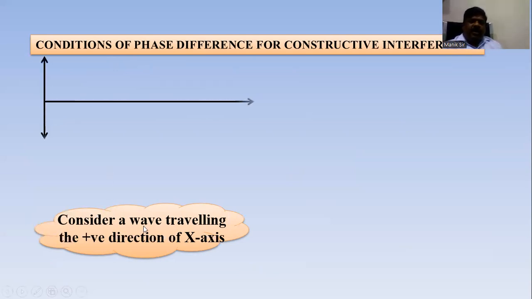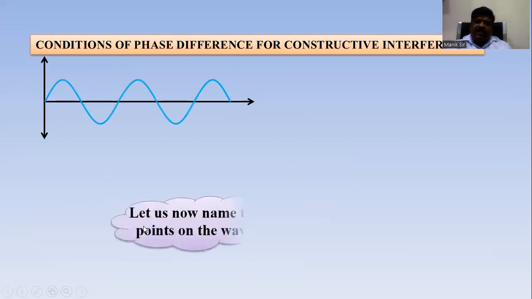Consider a wave traveling in the positive direction of the x-axis. Now let us name the points.